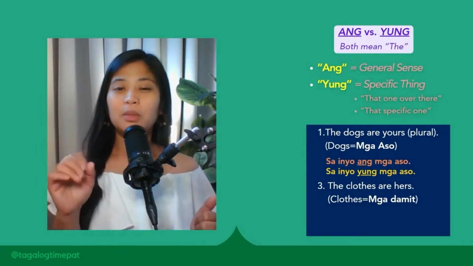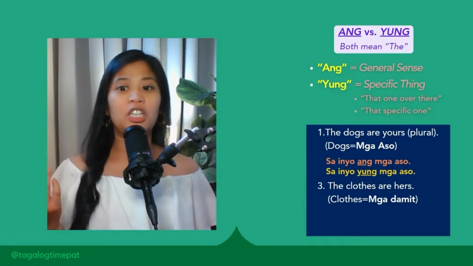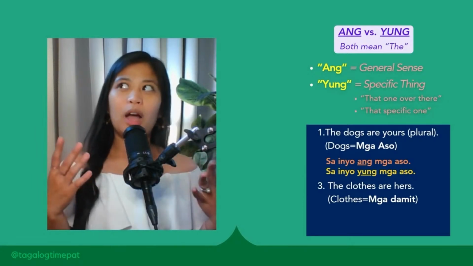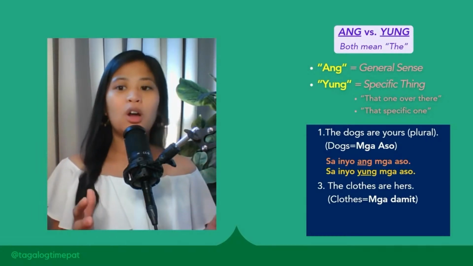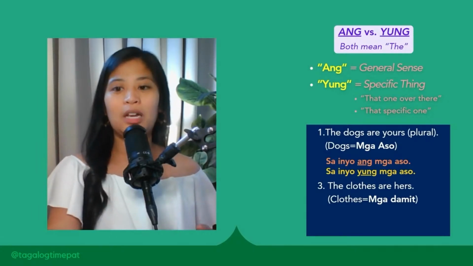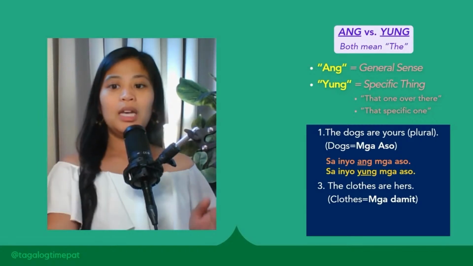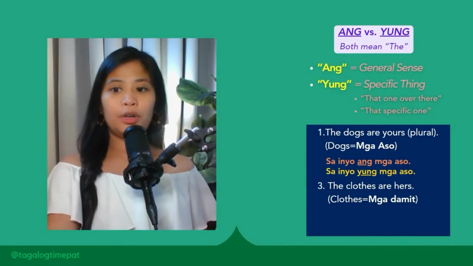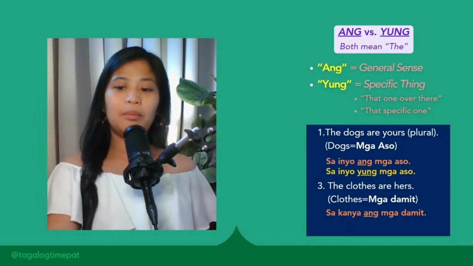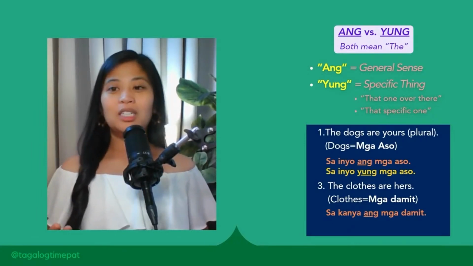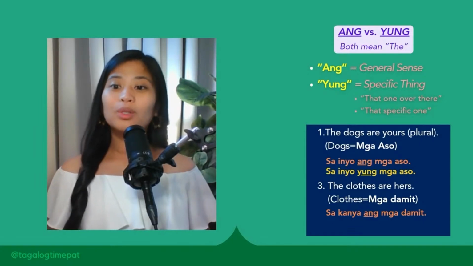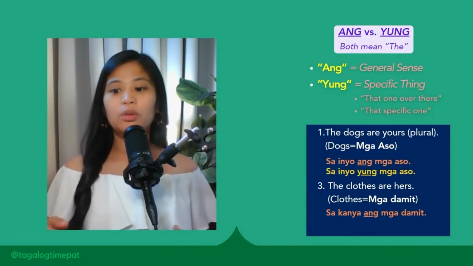And oftentimes people are just using them interchangeably. But when I use yung, it's like I'm already talking about something specific. We had already been talking about some specific dogs, and I'm like, oh yeah, the dogs are yours. Now the next example, the clothes are hers, we learned, sa kanya ang mga damit. The clothes are hers. We're just talking about it in a general sense. We don't know what clothes specifically. We're just saying, oh, the clothes are hers.